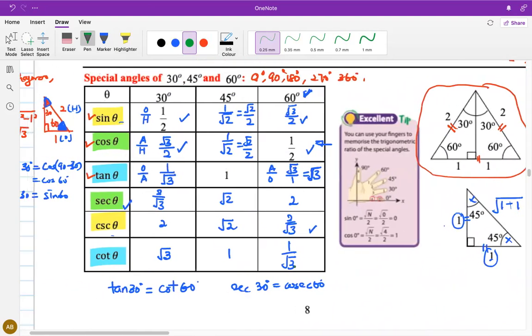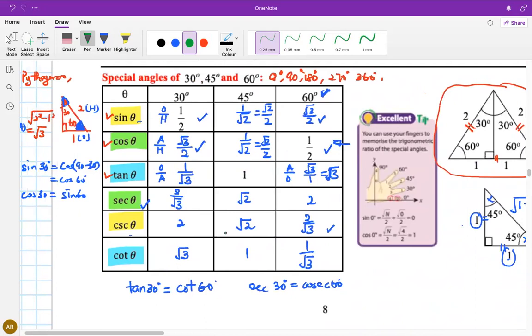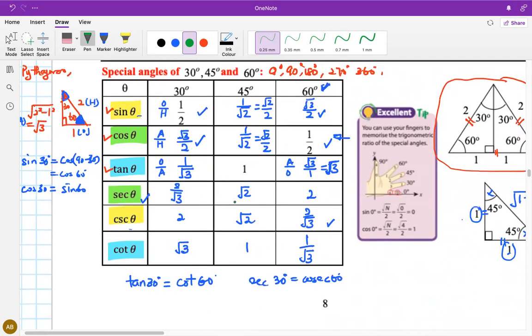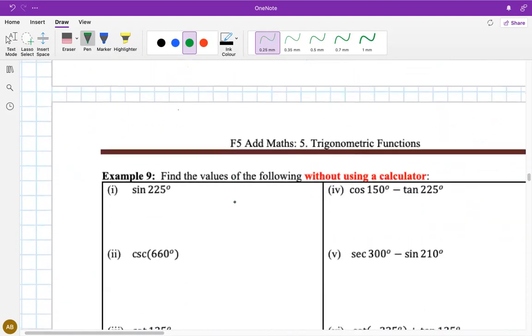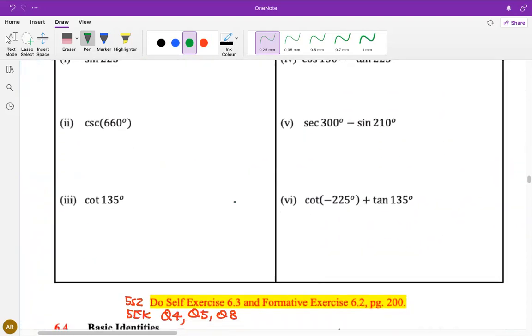Now, try to remember: sine 30 is 1 over 2, then cos 60 is 1 over 2. Then sine 60 is square root 3 over 2, then cos 30 is square root 3 over 2. Sine and cos 45 will be 1 over square root 2. Tangent 45 is 1, tangent 30 is 1 over square root 3, and tangent 60 is square root 3. So try to remember. Okay, now question number 9.